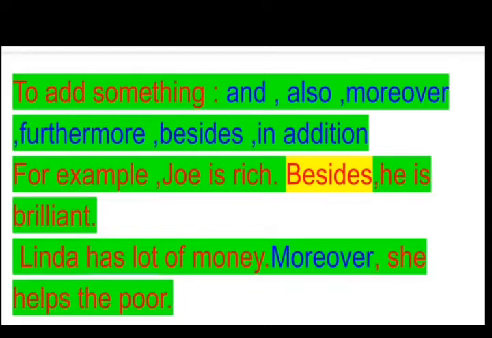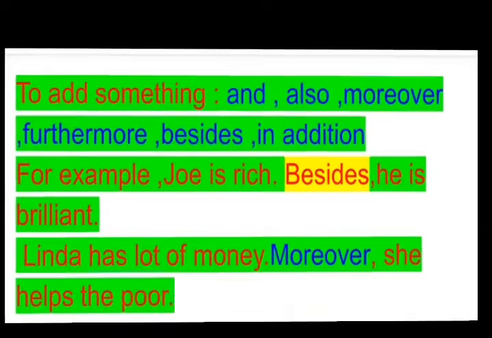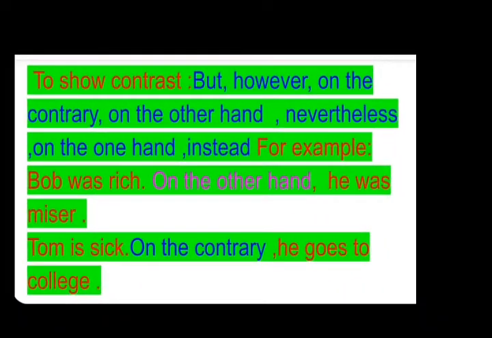To add something or to add some new ideas, we use some connectors, and they are and, also, moreover, furthermore, besides, in addition. For example, Joe is rich, besides, he is brilliant. Here, besides is a connector. Another example, Linda has a lot of money, moreover, she helps the poor. Here, moreover, is a connector.